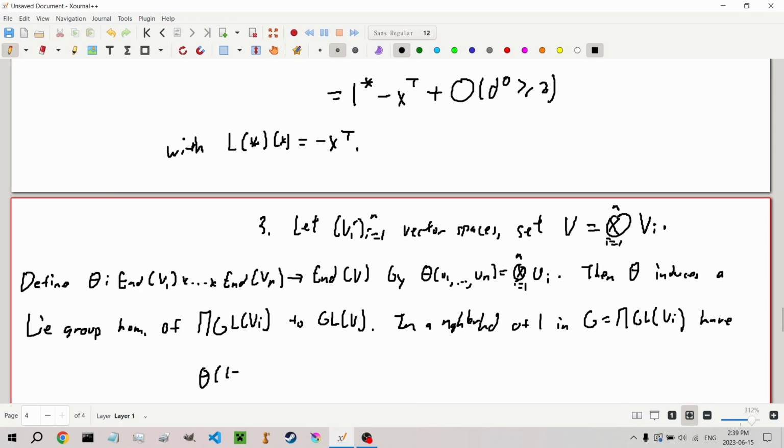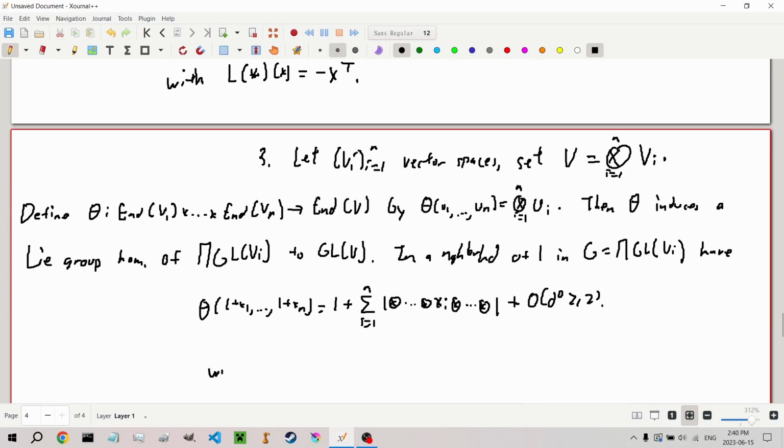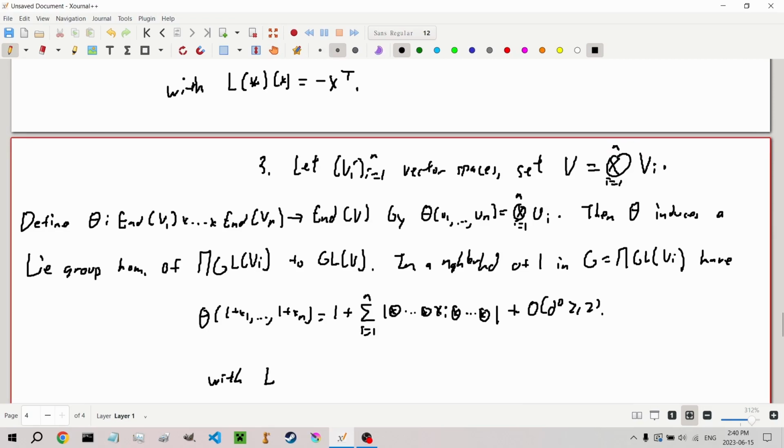theta of 1 plus x1 through 1 plus xn being 1 plus the sum from 1 to n of the tensor products of a bunch of 1s with the ith component being xi, and then higher order terms, with then L of theta of x1 through xn being this sum of i from 1 through n of tensors of a bunch of 1s with xi in the ith component.